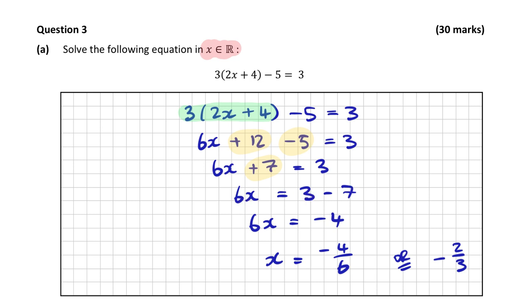Again, similar to that, we can collect like terms. And you can see there we've got numbers and numbers. So we've got 3 take away 7. So 6x is still 6x, equal to 3 take away 7. 3 take away 7 gives us negative 4. Okay, and we're almost there. So the second last step is we've got 6x is equal to negative 4.